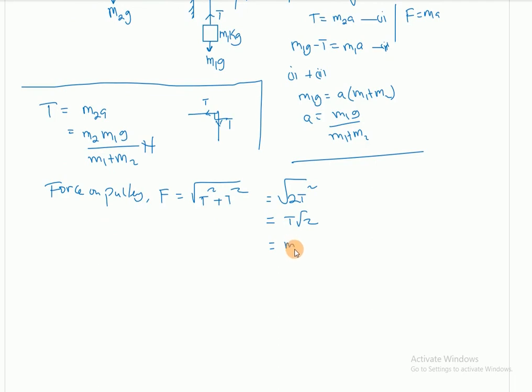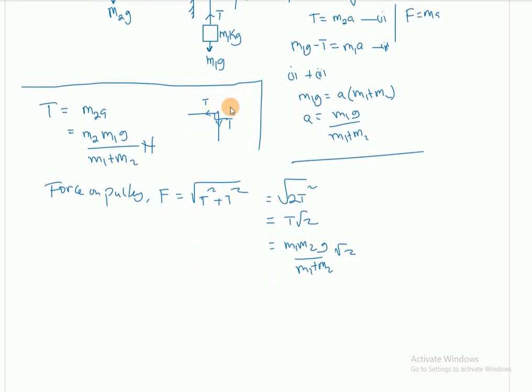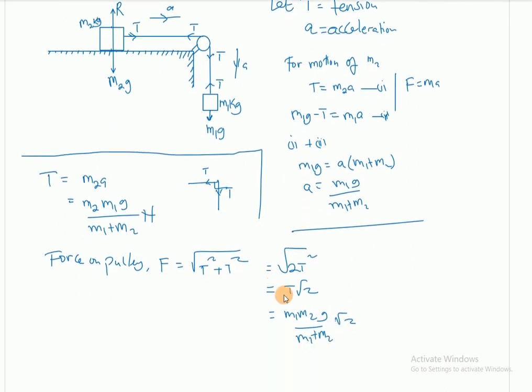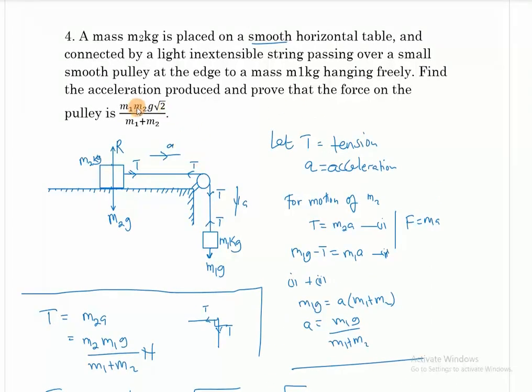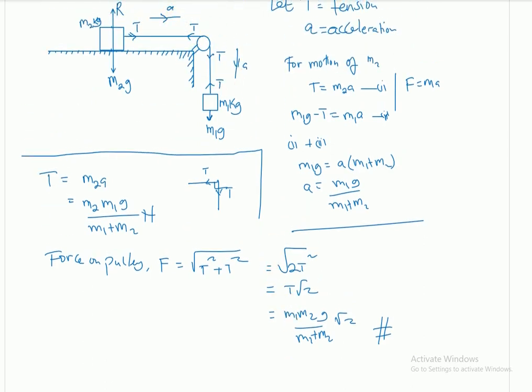But what is it? It is m1 m2 g divided by m1 plus m2, then square root of 2. And precisely I think this is what we have. We are just getting from the fact that the force on the pulley is the resultant of two forces T and T acting at right angles to one another, which can be got by getting the square root of the sum of the squares of the two forces. And I think precisely this is what we have, as it is what they put there and it is what we have just got there. That's it.